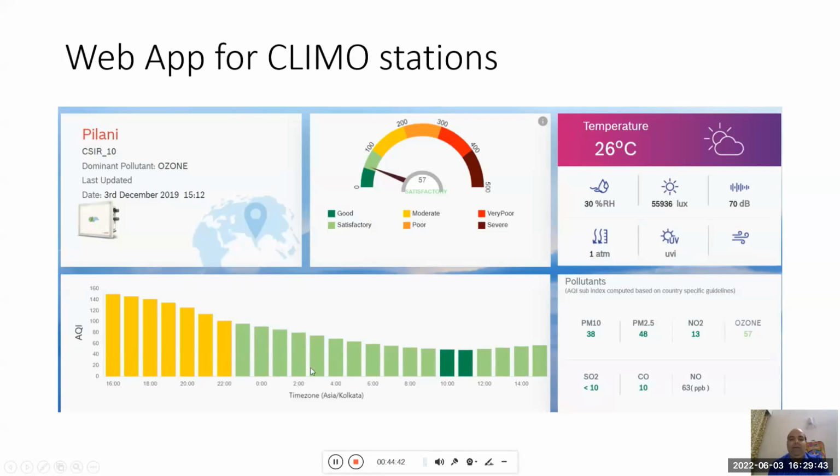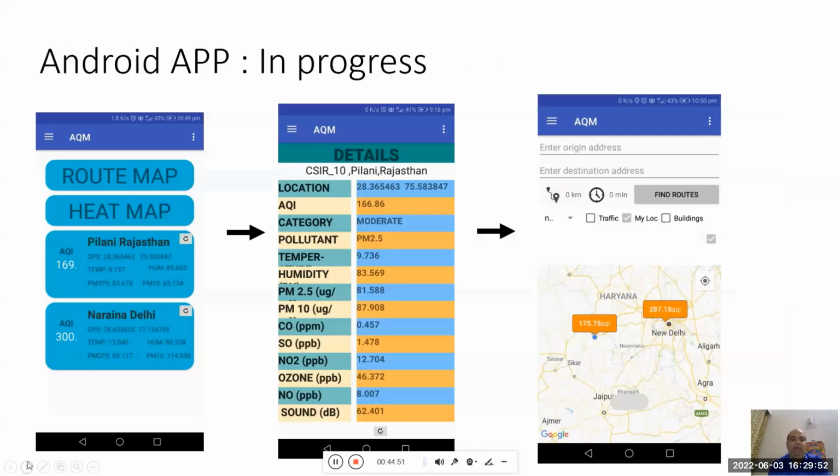So this was the web app for the Climo stations from Bosch, which shows you the color-coded values with a meter called satisfactory and unsatisfactory. And this is the Android app which we have made at our lab, which shows you the Pilani region and Narayana region before lockdown. You can see 169 values, and today it is around 50 only.